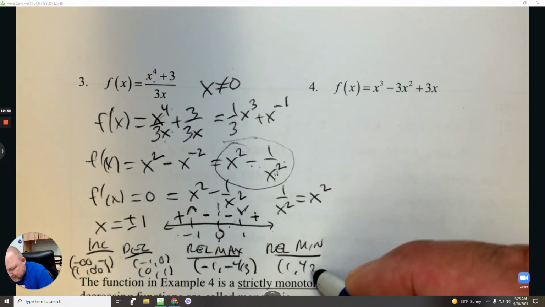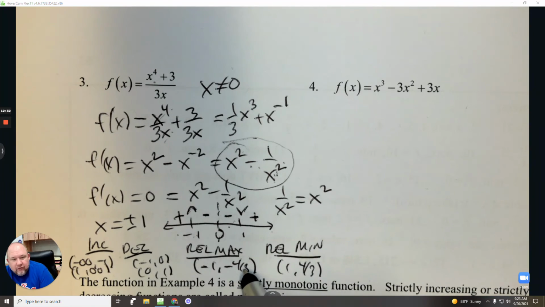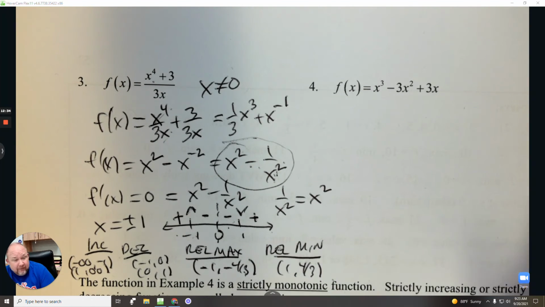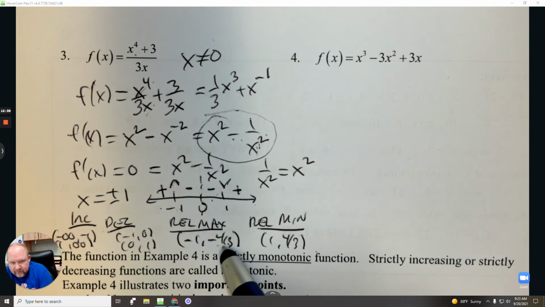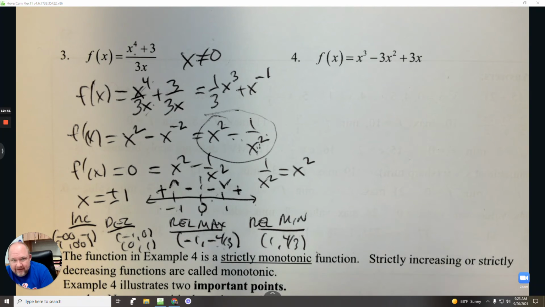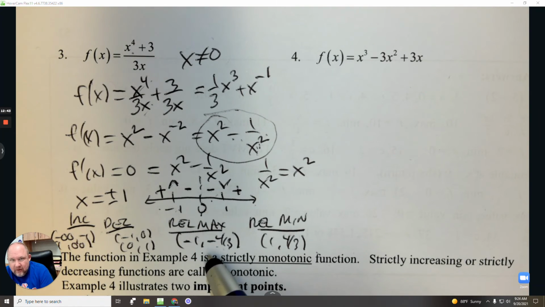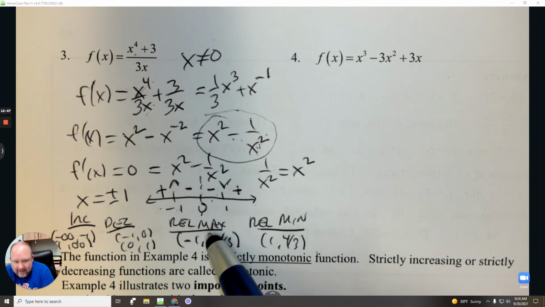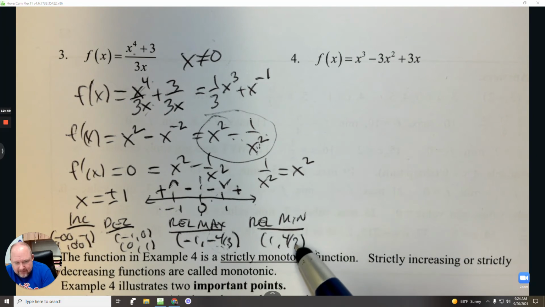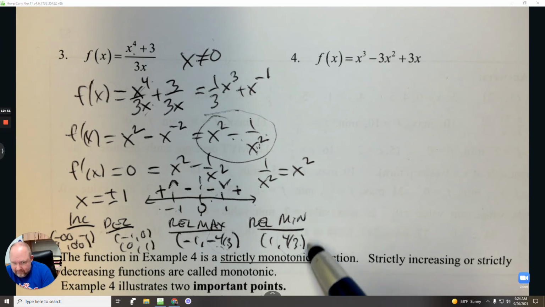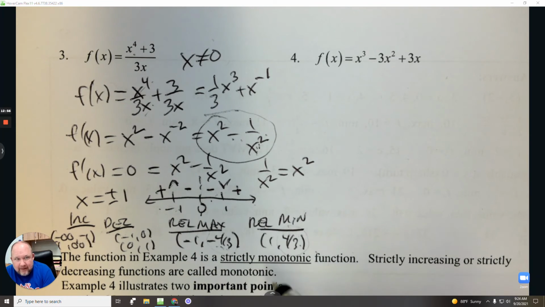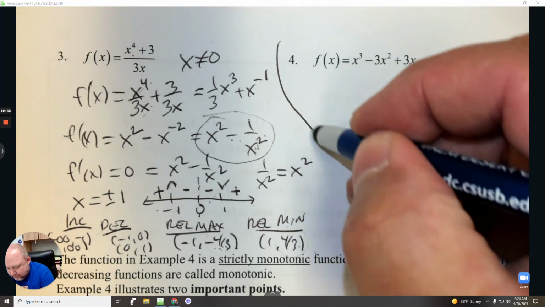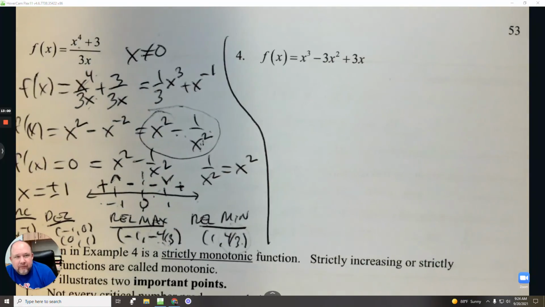You might think, why is the maximum a smaller y value than the minimum? And the reason is a relative maximum means this is the largest y value in its local area. It's not the overall maximum, but in its area, this is a high y value, and this minimum in its area is a low y value. So that's the idea of a relative maximum and a relative minimum rather than an absolute maximum and an absolute minimum.